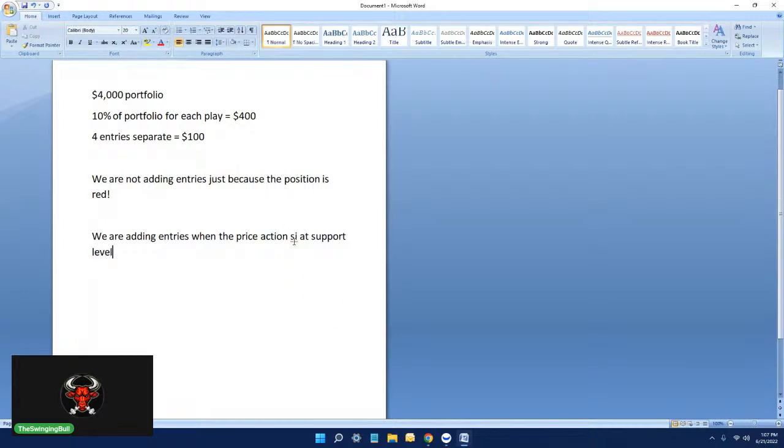So we got that typed out there. So that's when we're adding, okay? We're not adding because it's red. We're adding when price action is at a support level, okay?